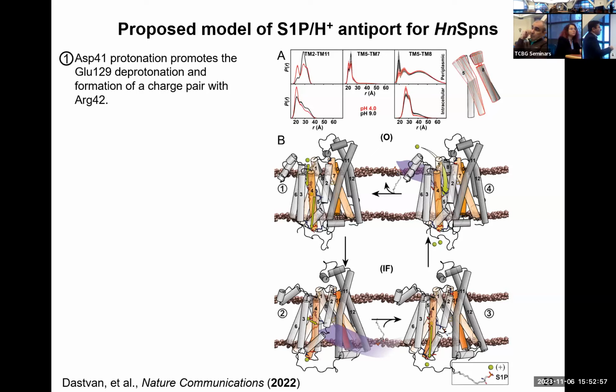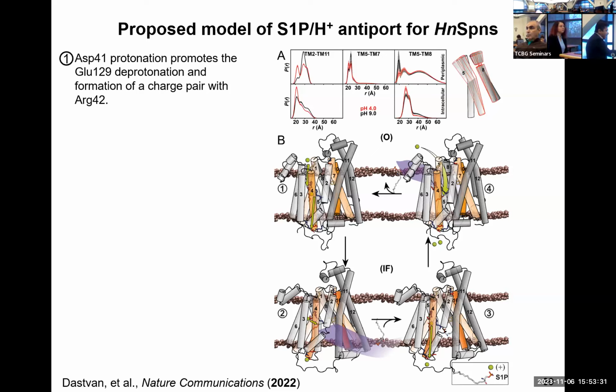And we have a non-canonical alternating access. We have only the occluded as well as the inward facing conformation of the protein. Then the proton transfers to glutamate 129, which releases the arginine for the substrate to come and bind. Upon protonation of glutamate 129, again we have the conformational change. Remember, in our paper we didn't have any transport assay, so we proposed this model as an antiport model.